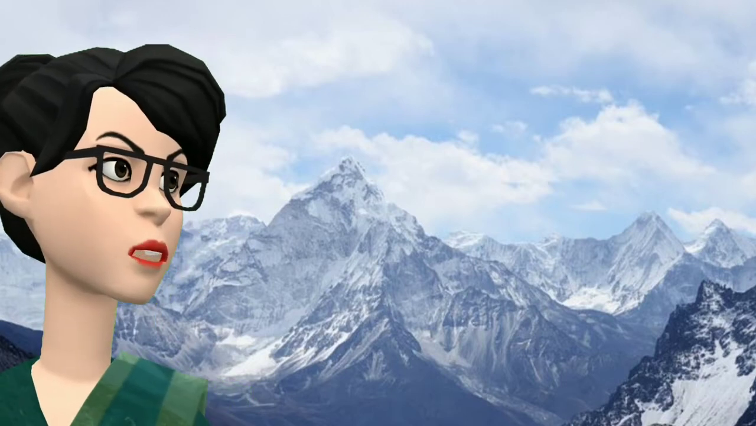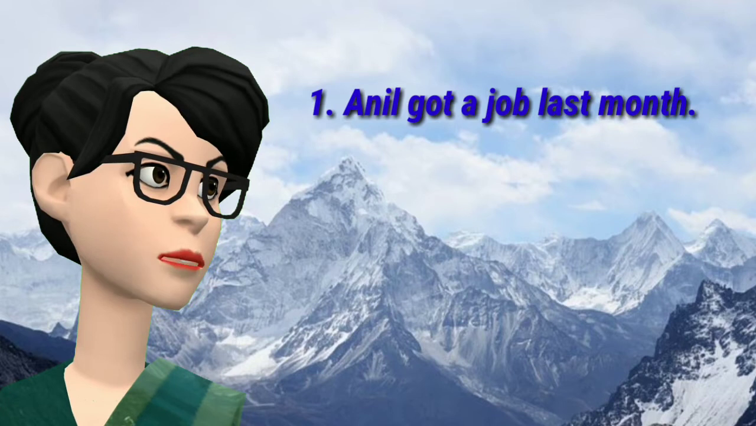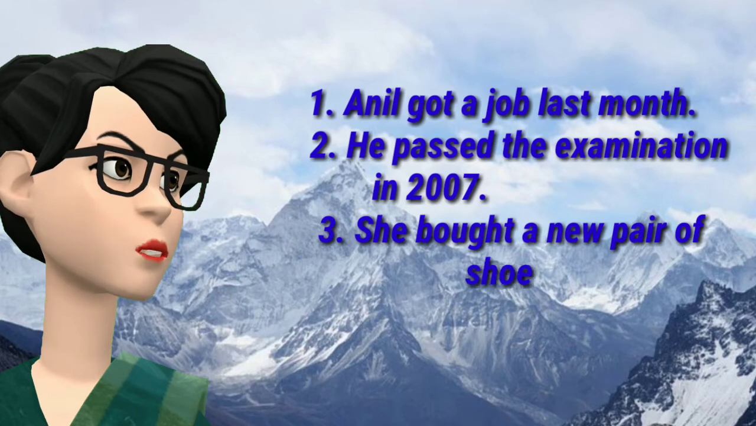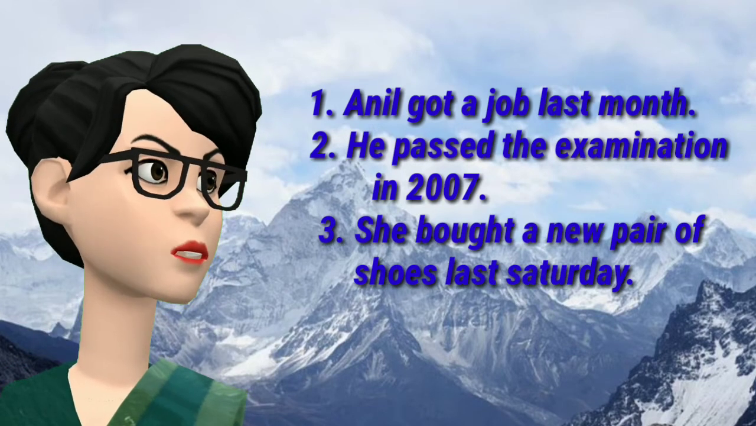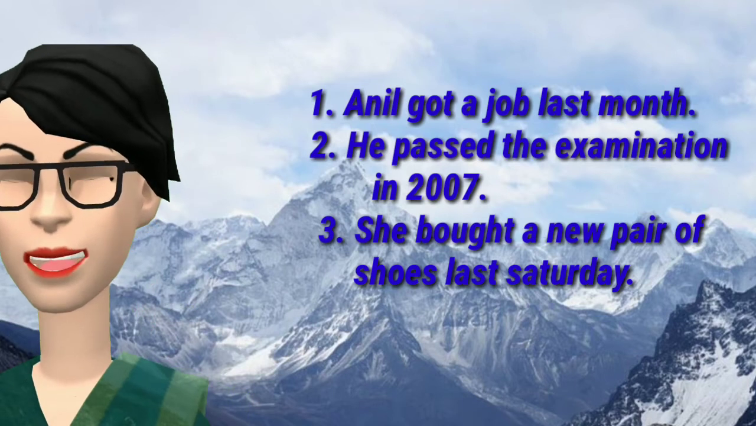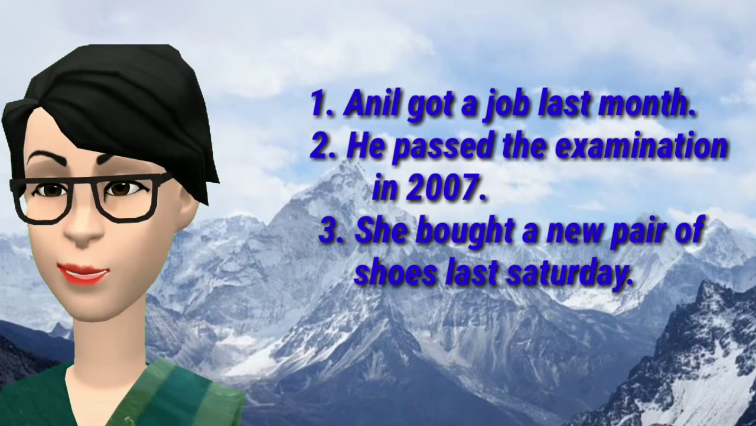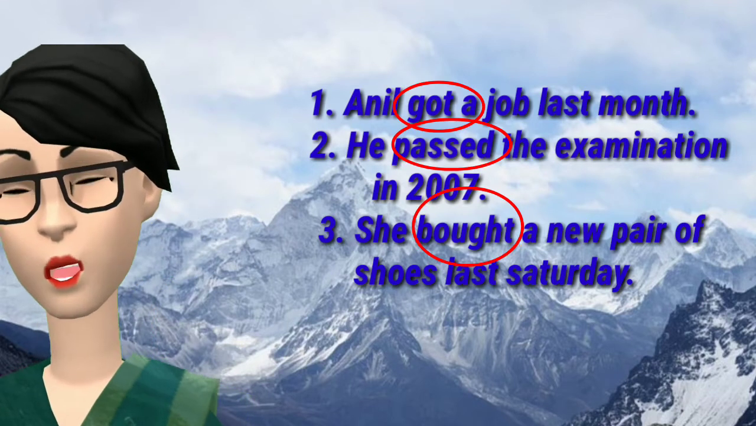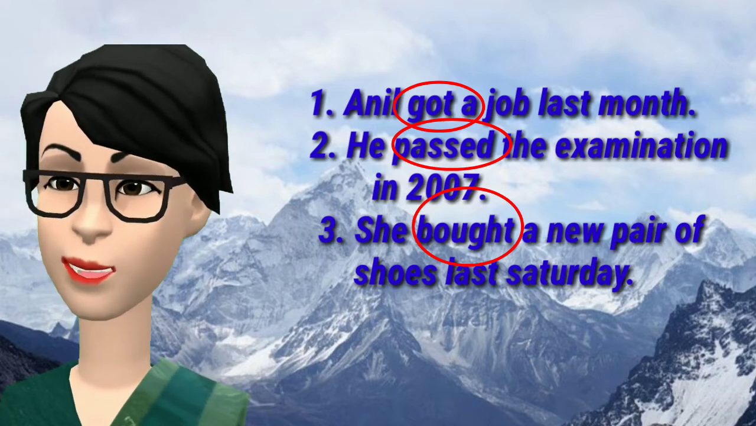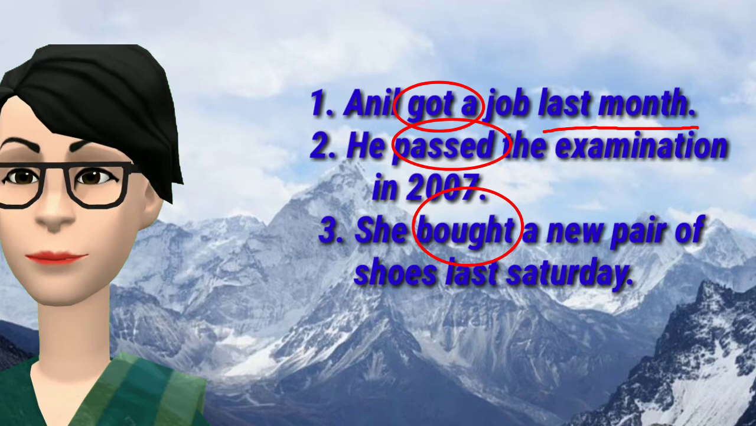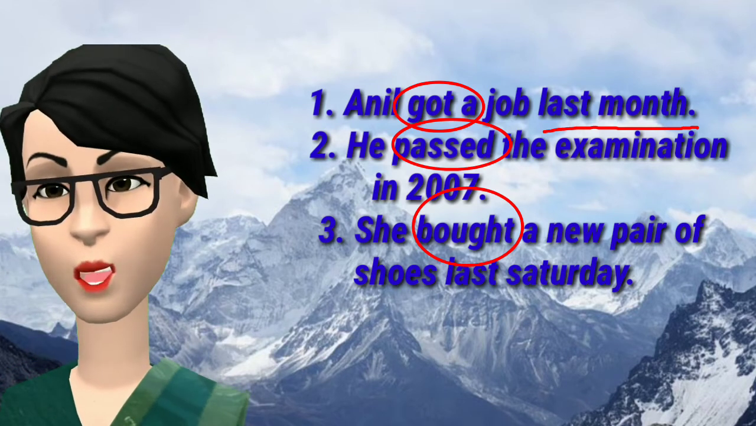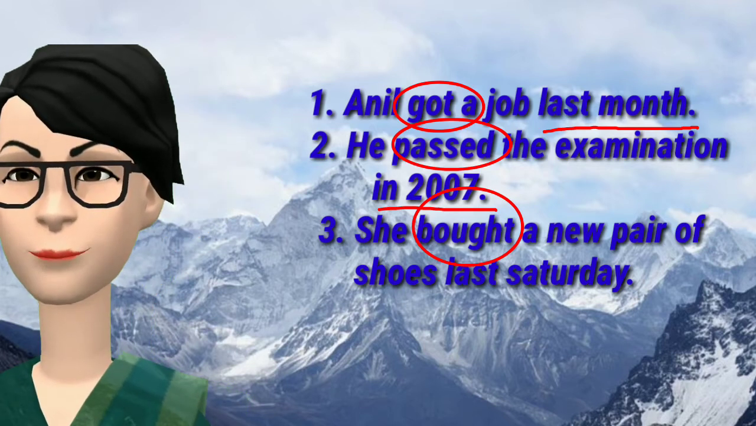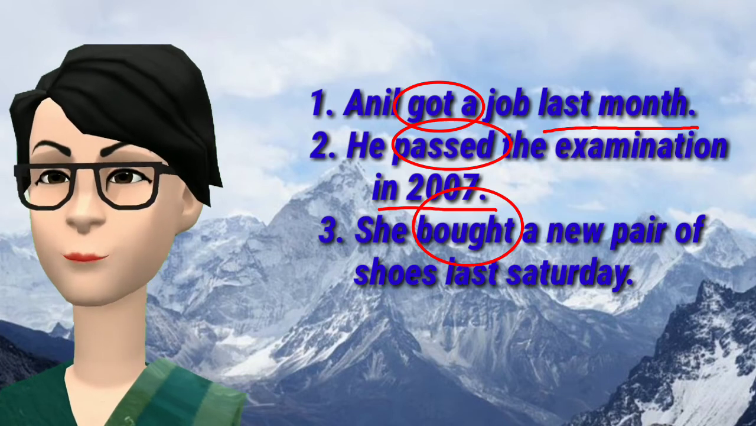Look at the following sentences. Anil got a job last month. He passed the examination in 2007. She bought a new pair of shoes last Saturday. The verbs used in these sentences, got, passed and bought, are in the past form. Sentence 1 tells us about an action that took place last month. Sentence 2 speaks of an action that occurred in 2007, and sentence 3 concerns itself with an action that happened last Saturday.